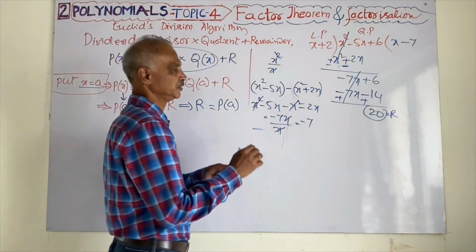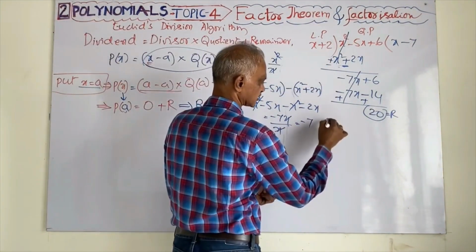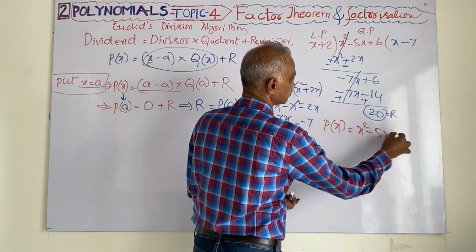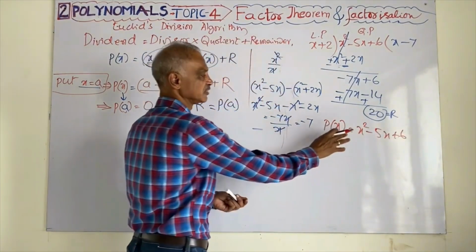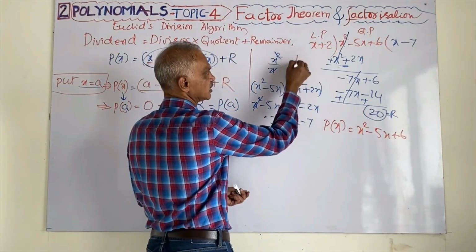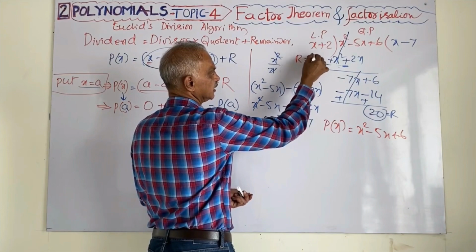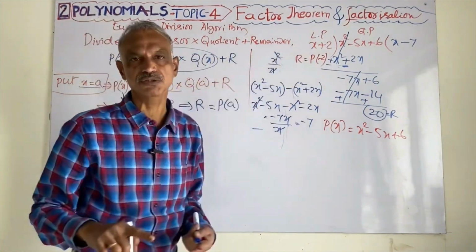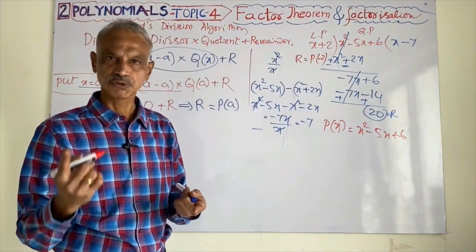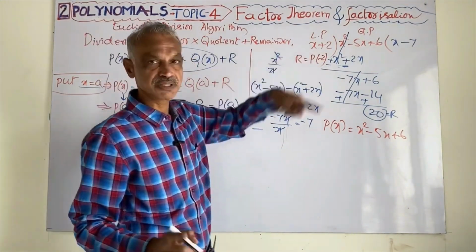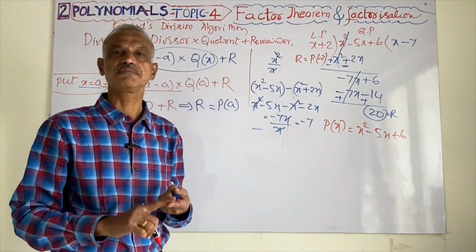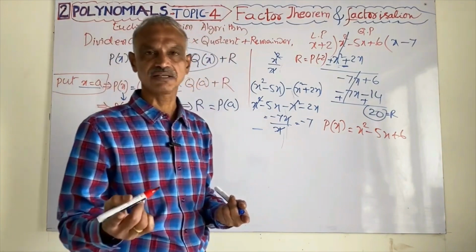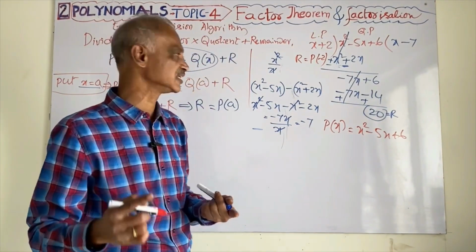See what I told you? If P of x is equal to x square minus 5x plus 6, when it is divided by x plus 2, what is the remainder you are going to get? It is in the form of P of minus 2. If it is divided by x minus 2, what is the remainder? P of 2. If it is divided by x plus 2, the remainder is P of minus 2. If it is divided by x plus 10, the remainder is P of minus 10.